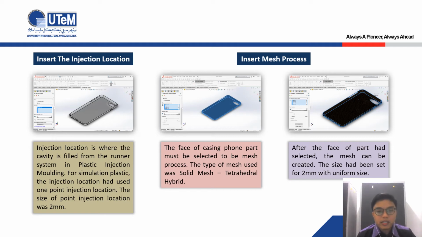Second step is the mesh process. The face of the phone casing part must be selected for meshing. The type of mesh used was solid mesh, tetrahedral hybrid. After the face of the part has been selected, the mesh can be created. The size was set to 2 mm with uniform size.